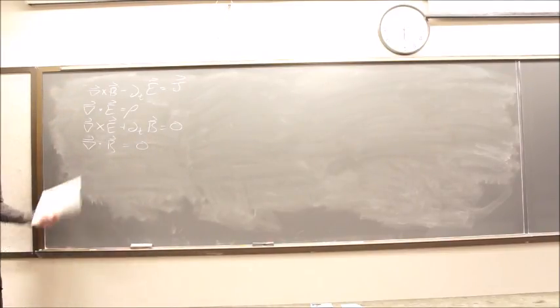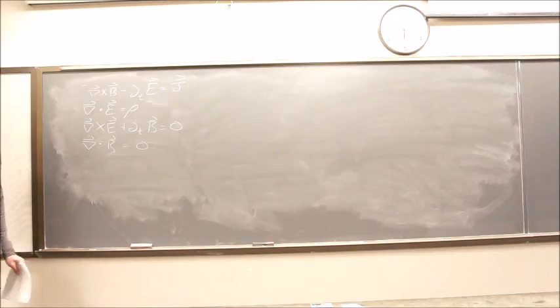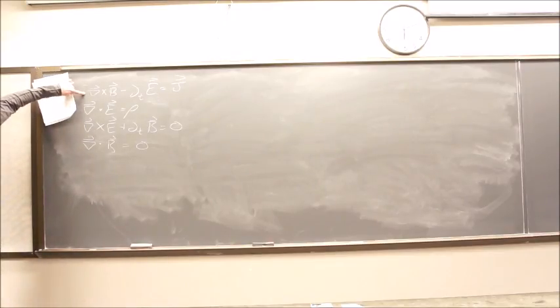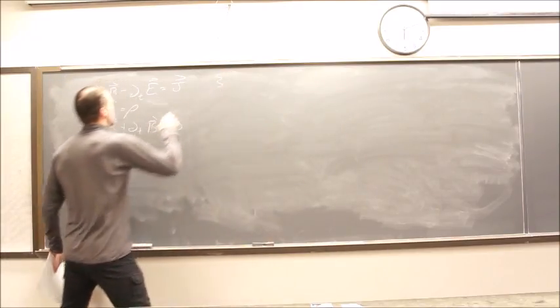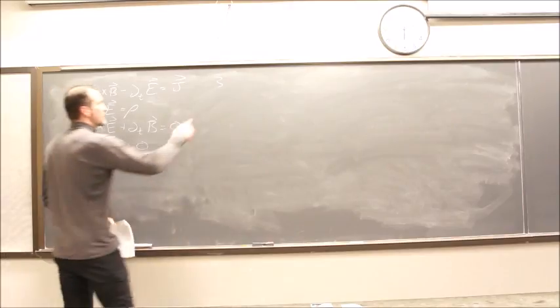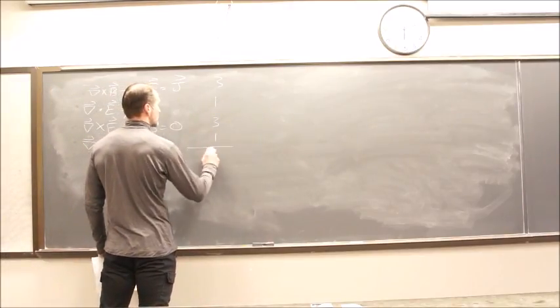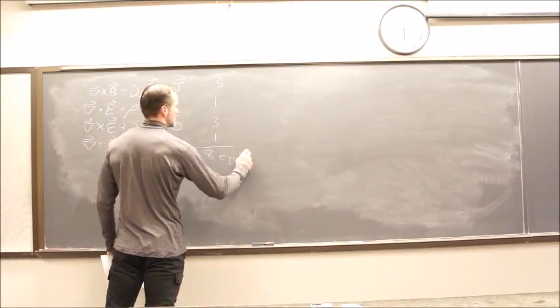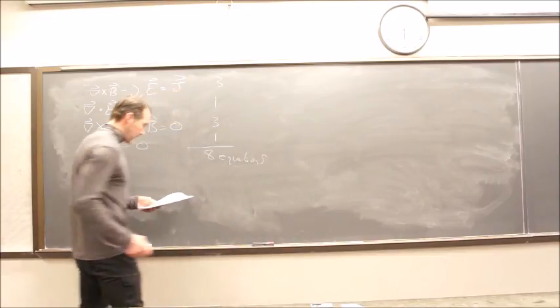Okay, so Maxwell's equations. How many equations does this correspond to? How many scalar equations does this correspond to? Three. Three, right. It's a vector equation, so it has 3 parts. So that's 3 equations. How about this one? 1, 3, 1. Yeah, so we got 3, 1, 3, 1. We got a total of 8 equations. Okay?